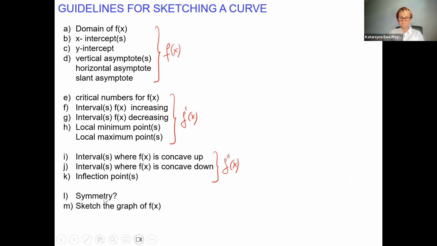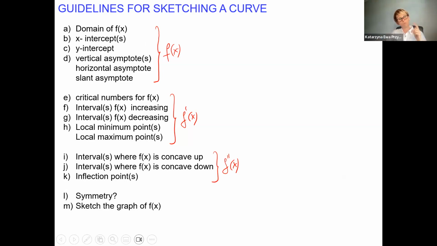We also have symmetry, but we will not focus so much on the symmetry. I have to mention this, but we don't have to focus. We will not check this so deeply, in detail. And then, having all of this information, I hope we can sketch the graph. That's what I would like to do.